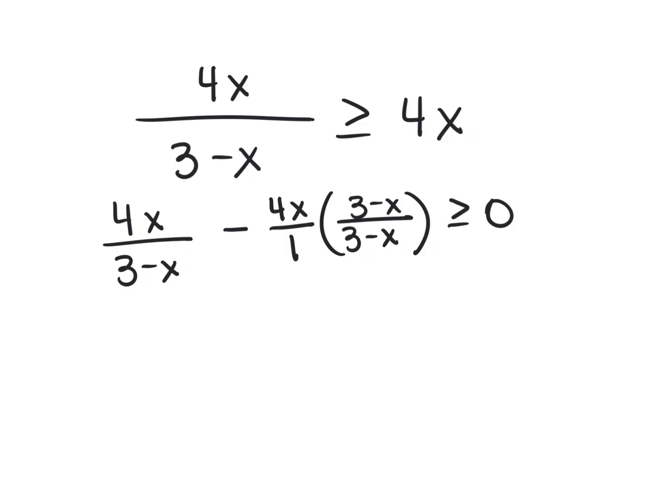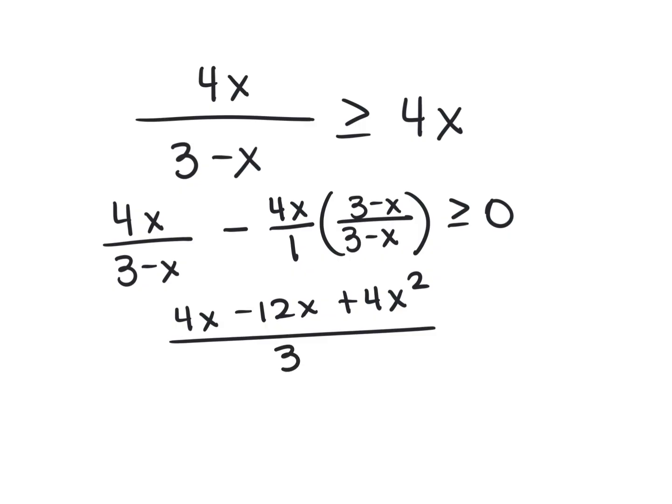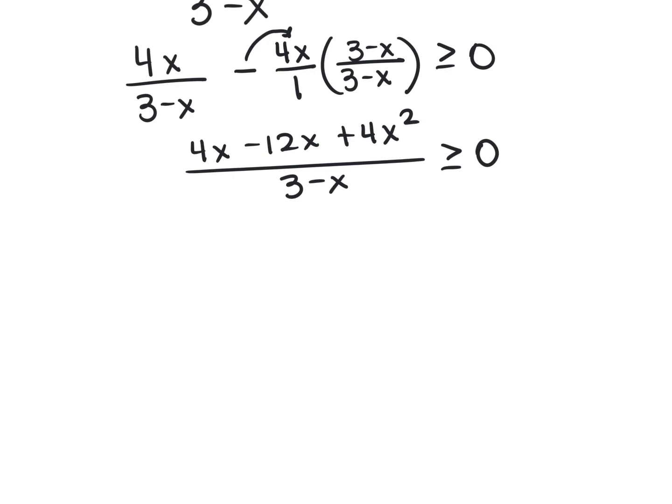So as I start to simplify on this side, I have 4x minus 12x plus 4x squared, and this is being divided by a denominator of 3 minus x. Notice this negative goes only to the top, not the bottom. So this is greater than or equal to 0. Now, for both of these, I'm going to put them in descending order. So I have 4x squared minus 8x. Also combine that like term in the top. And then in the bottom, we have negative x plus 3. And this is greater than or equal to 0.